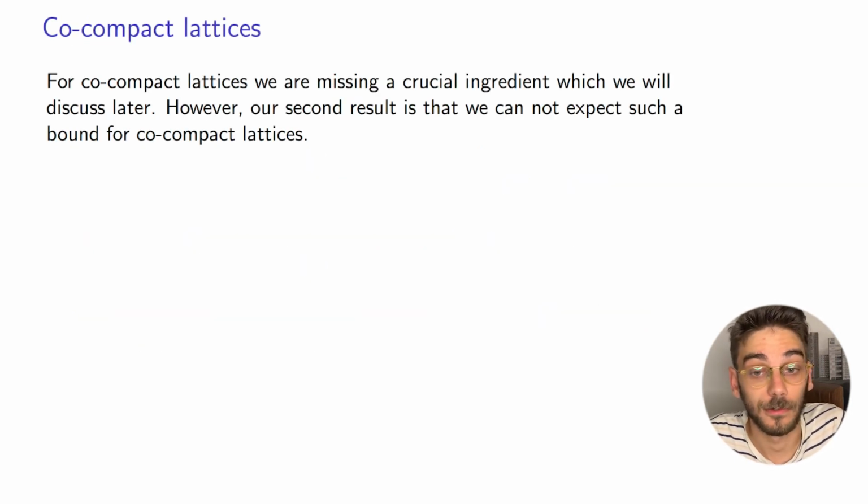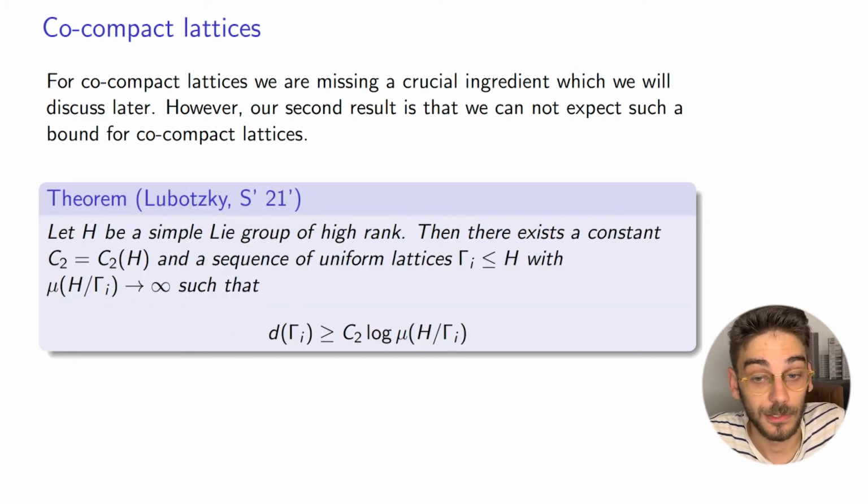Now let me say what we do know for co-compact lattices. So for these lattices, we are missing a crucial ingredient, which I will discuss later. However, our second result is that we cannot expect such a good bound for these lattices. So here is the second theorem. If H is a simple Lie group of higher rank, then there is a constant and a sequence of uniform lattices gamma i such that the number of generators of gamma i is at least logarithmic in the covolume of the lattice. Which in particular means that the second bound cannot be true for all co-compact lattices.